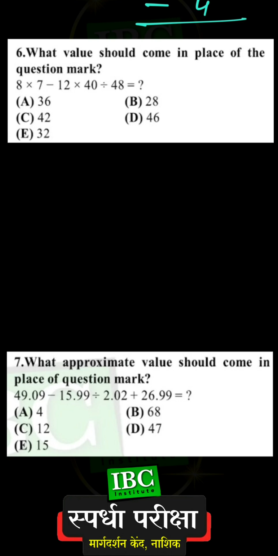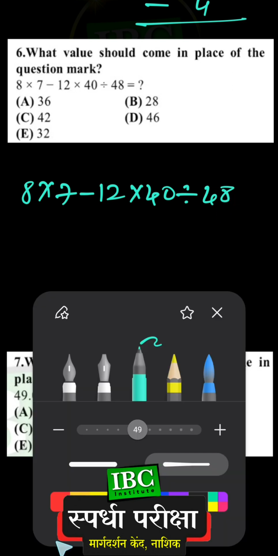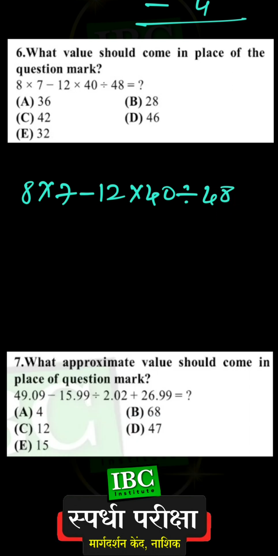The next question is of simplification, and basically simplification depends on the rule of BODMAS. You must know the BODMAS rules to deal with the operators. Here the question is 8 into 7 minus 12 into 40 divided by 48. We have to solve this equation, and to solve it I use the rule of BODMAS.